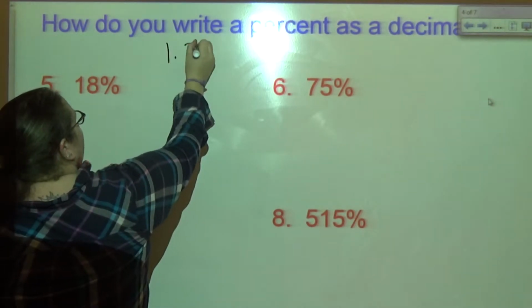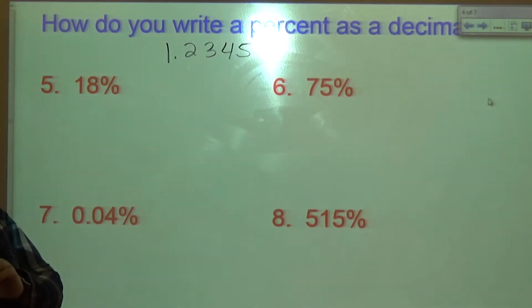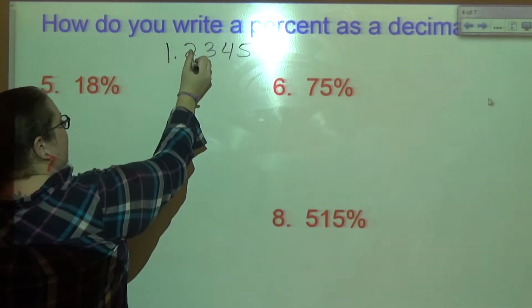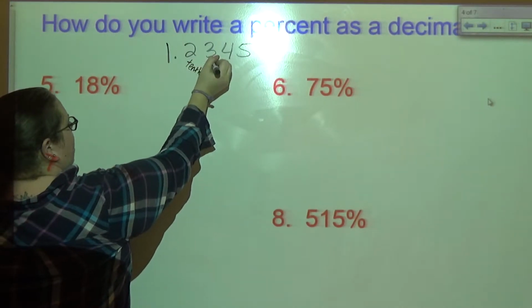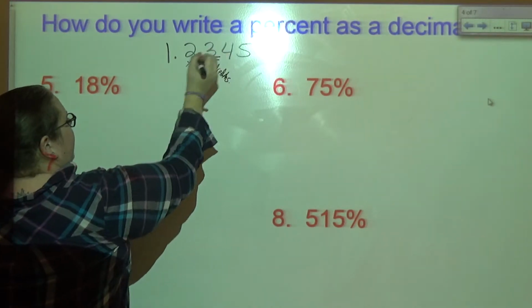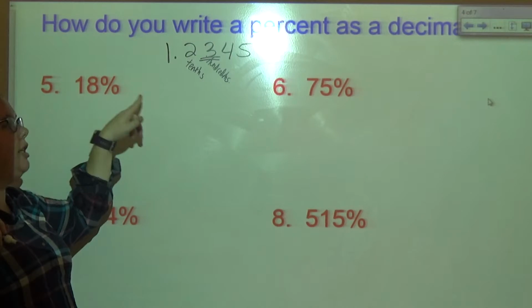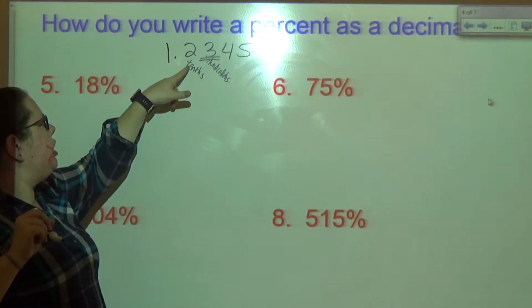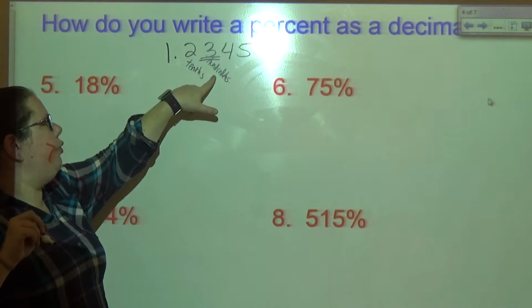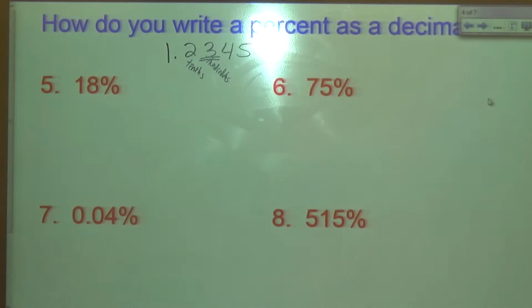If I have 1.2345. What is the 2? What place is that? This is the tenths. This is the hundredths. So that 3 represents the hundredths. So out of 100. So basically what we're going to do is take the percent and move the decimal to the right twice so it turns into hundredths. If that makes sense. I lied, we're going backwards. We're going left. Sorry.